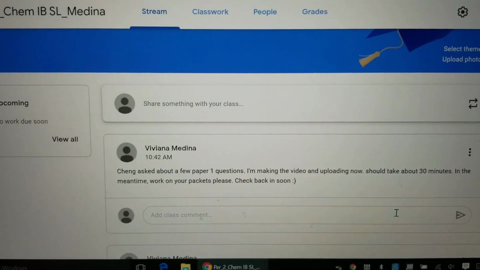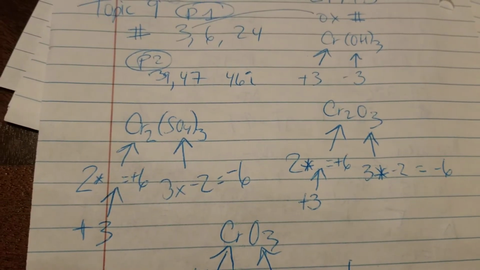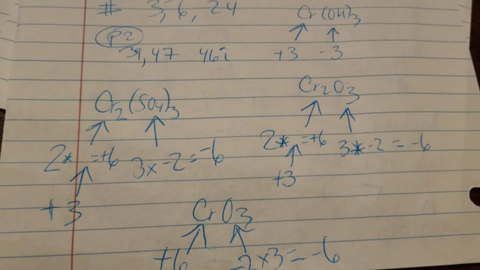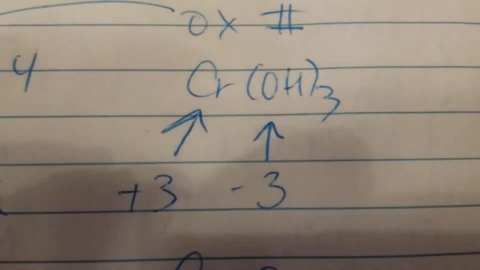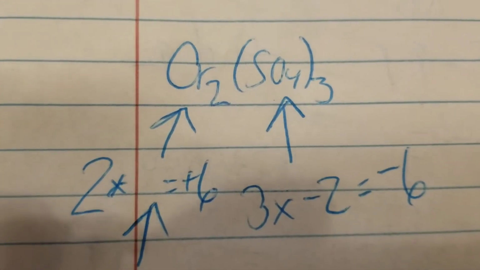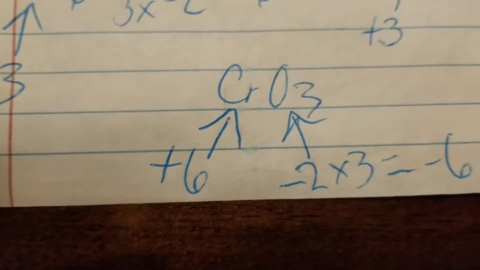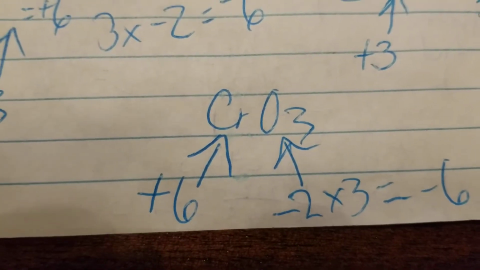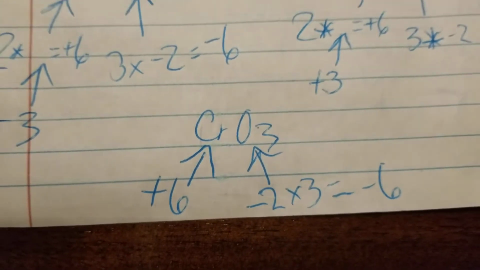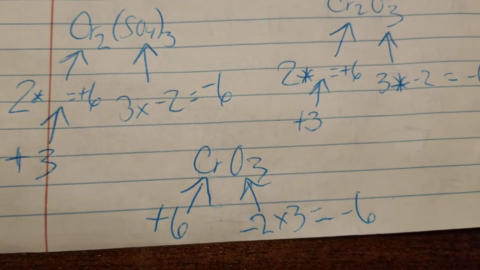He asked first about number 3. Number 3 asks about the oxidation numbers of Cr(OH)3, Cr2(SO4)3, Cr2O3, and CrO3. So what do you need to do? You need to find out which one has a different oxidation number. Okay, so let's start with the first one.